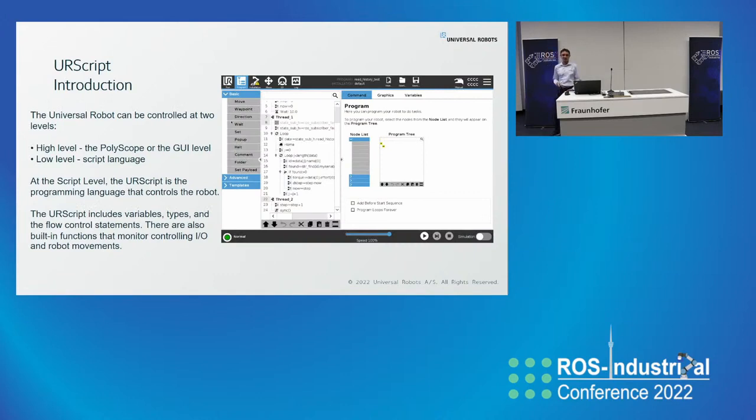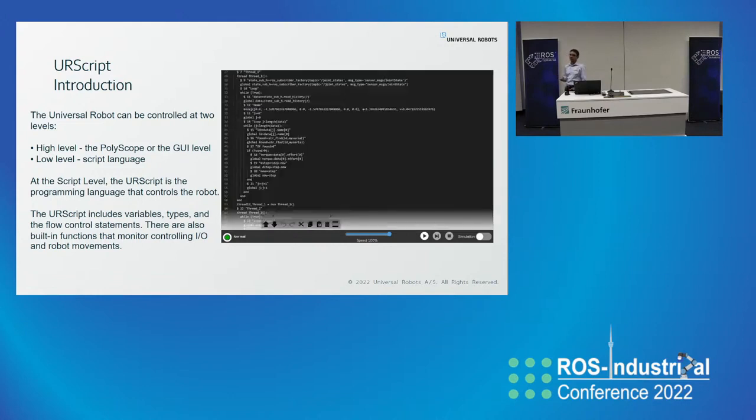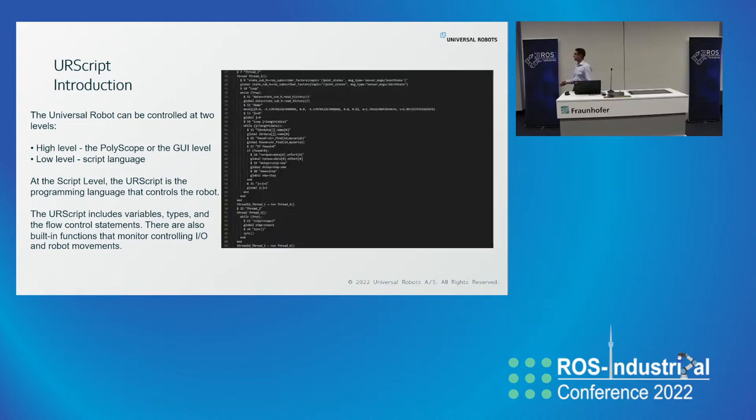So a short introduction to URScript for those who don't know what it is. It is a low-level custom script developed by UR many years ago when UR was founded. And we have a front end that looks almost like a script, but this is just a front end. This front end code is under the hood translated to the script by the GUI and then sent to the controller for execution. So the controller is actually executing the script code.